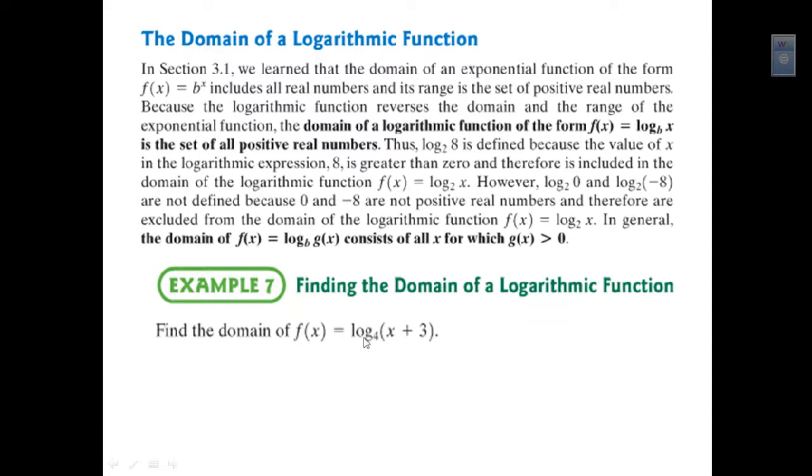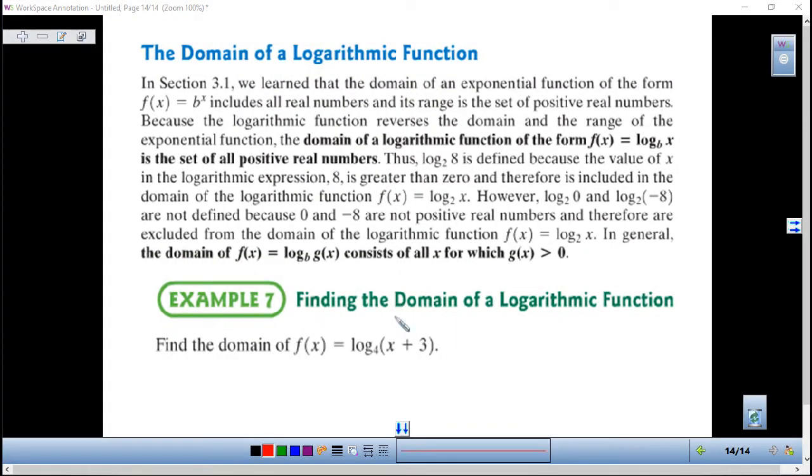All right, so let's find the domain of log base 4 of x plus 3. Now, I'm going to show you a little trick here. Let's go ahead and circle this. What do we know the blob or the circle thing here has to be? We can only take logs of positive numbers. So that means that x plus 3 must be greater than 0, right? So that's my g of x. X plus 3 is my g of x here.